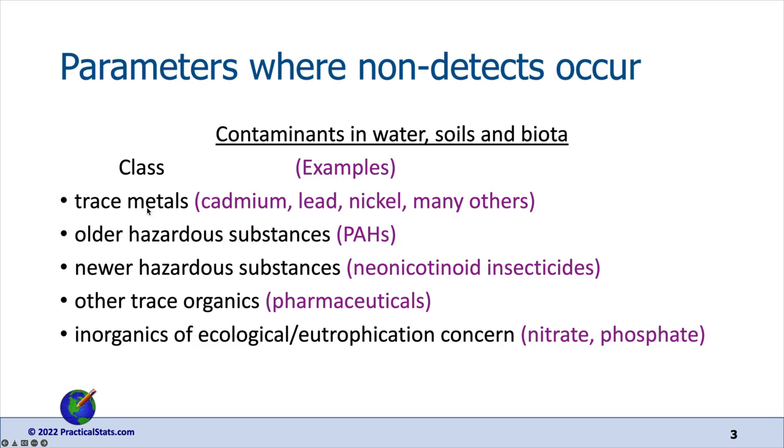So trace metals, certainly for years and years, have had nondetects. Older hazardous substances like PAHs, newer hazardous substances, neonicotinoid insecticides, or pharmaceuticals, all of these commonly have a substantial portion of their data that are nondetects. And inorganics that are of ecological concern, such as nitrate, is still one of the things that we worry about for eutrophication purposes.